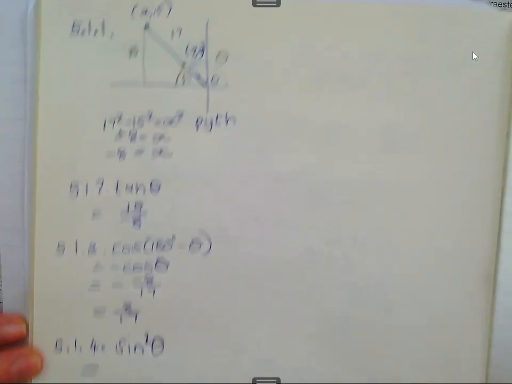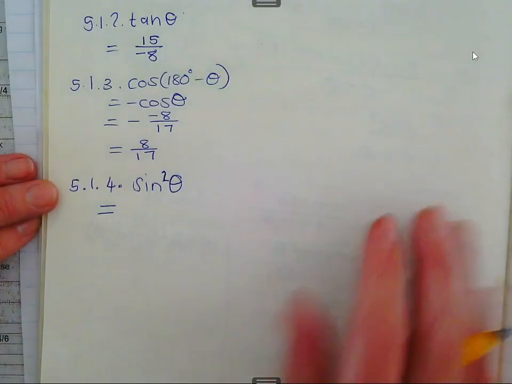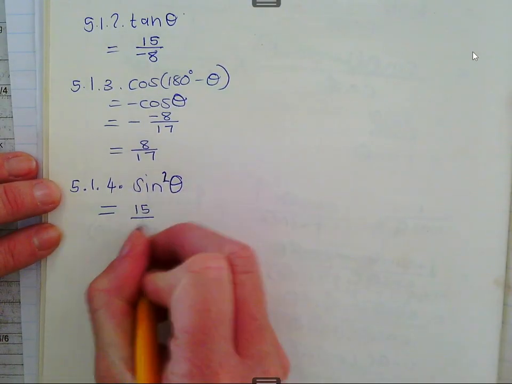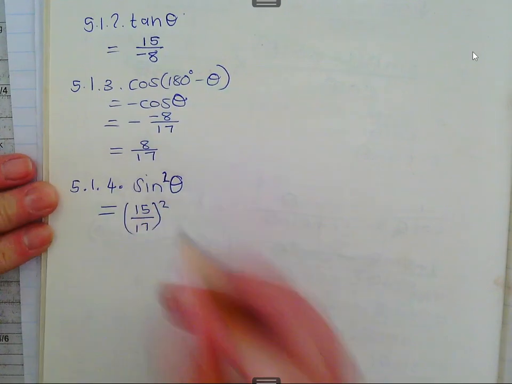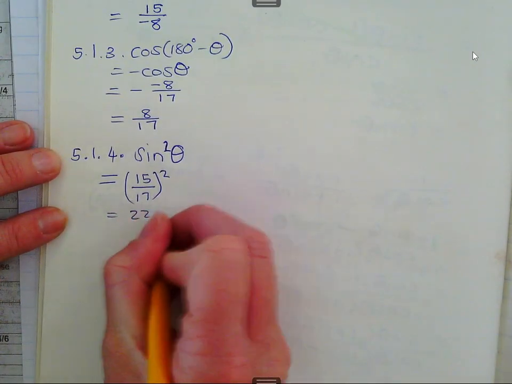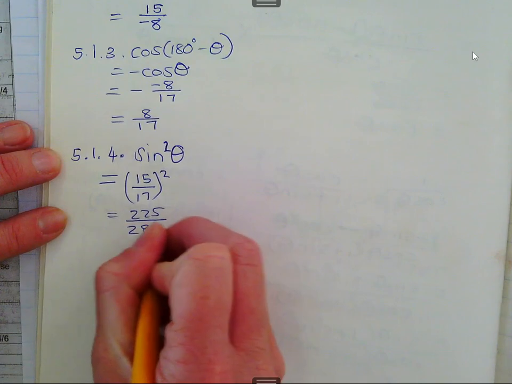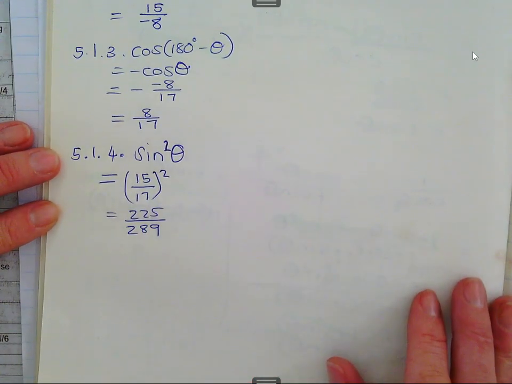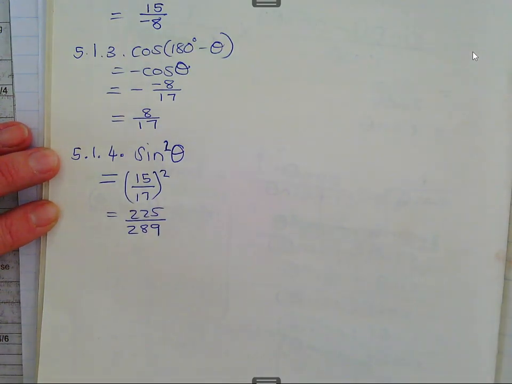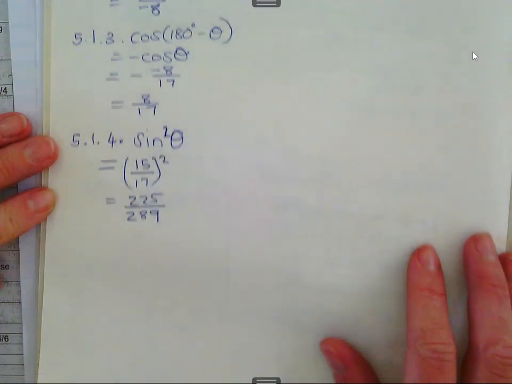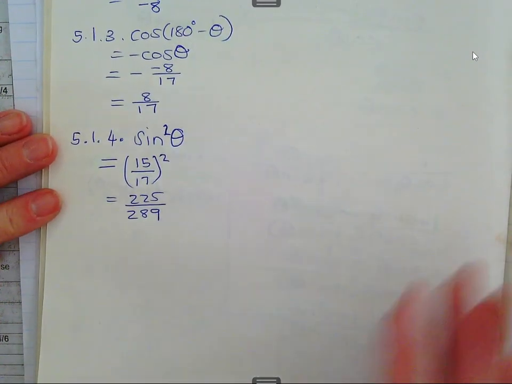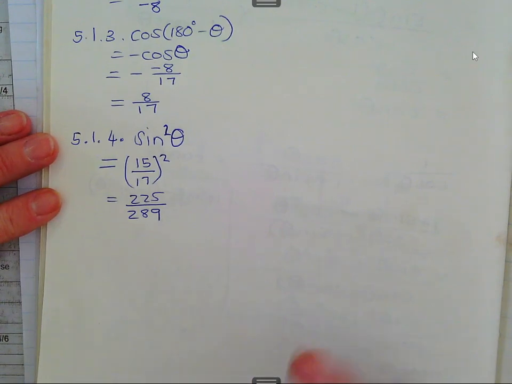Sin is going to be opposite over hypotenuse, which is 15 over 17, and it must be squared, and therefore it's going to be 225 over 289. We prefer doing this not in a decimal. Well, not prefer. It shouldn't be in a decimal because they are saying without the use of a calculator. So the moment that we give decimal answers, it is assumed that you're using a calculator.